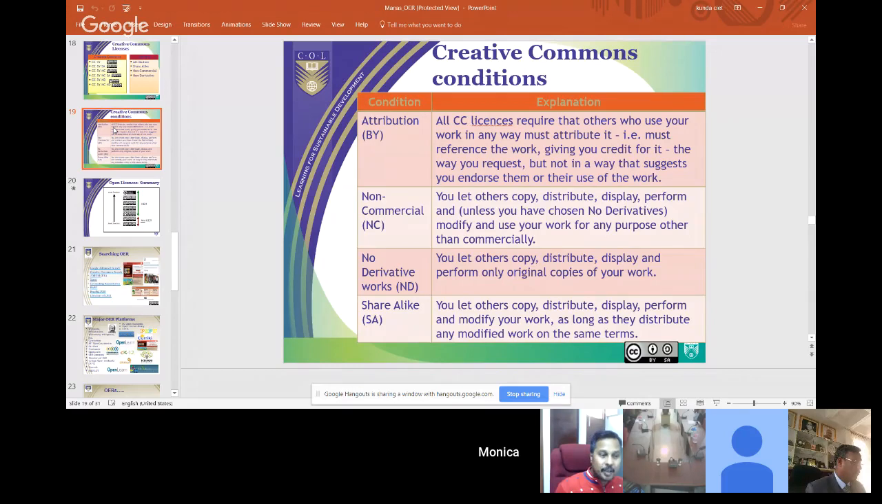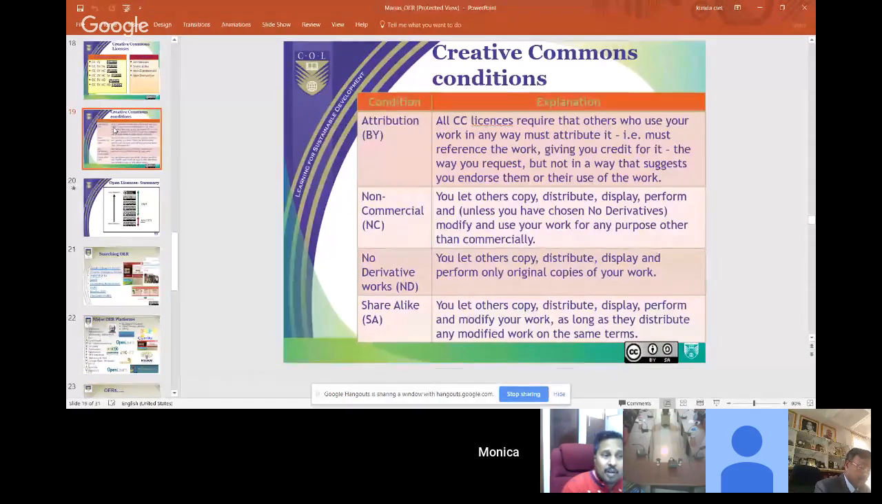Simple. If you look at my previous slide, all the Creative Commons licenses use CC and BY. It means the author is the center point, the producer of the content, so you need to respect the author. So attribution is how you respect the origin of this content. It means you must reference the work, giving credit the way the author requests, but not in a way that suggests you endorse them or their use of the work.